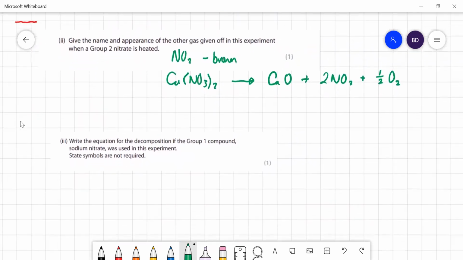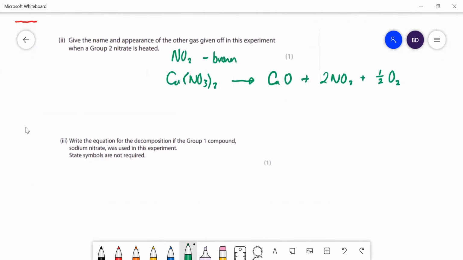Okay, equation for the decomposition of group 1 compound, sodium nitrate. What would happen there? Right, so you don't get NO2 given off there. You just get decomposition to the nitrite ion, which is NO2 minus, sorry. So you get NaNO2 and oxygen.